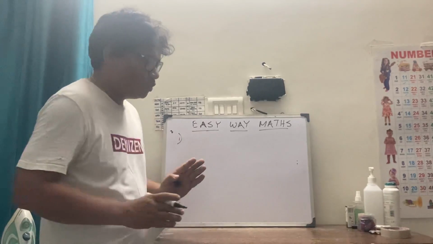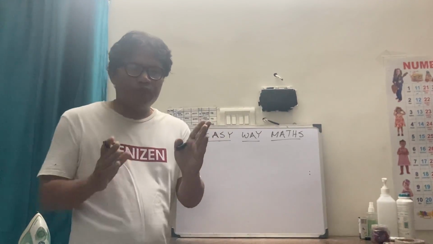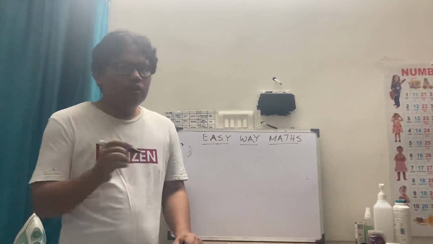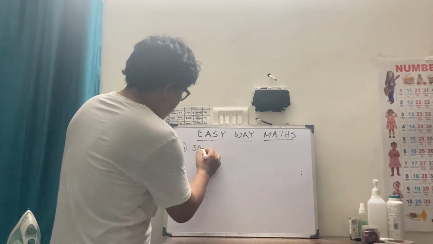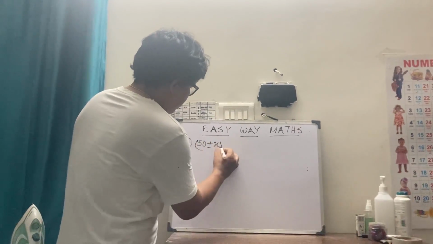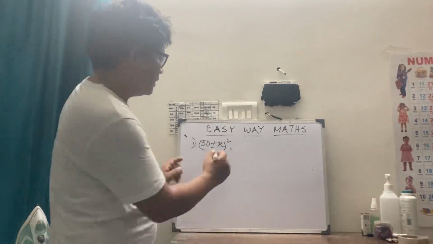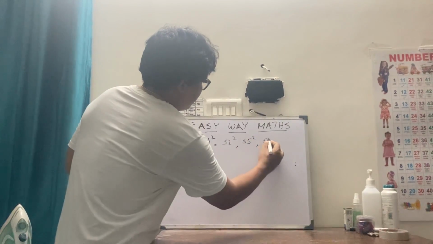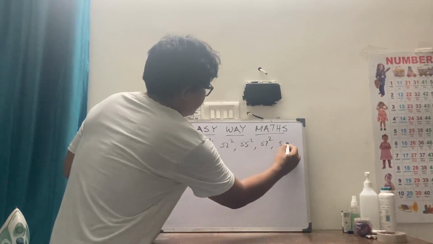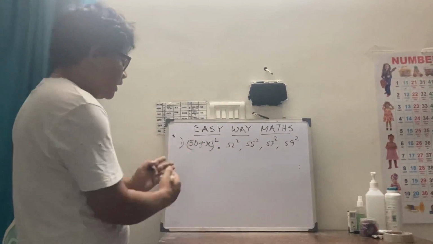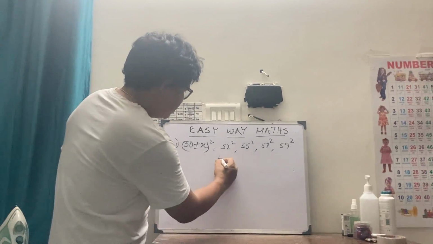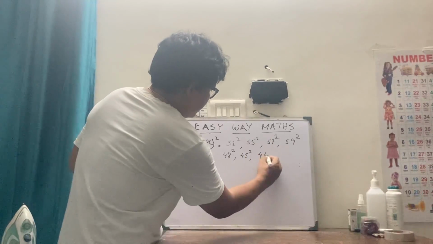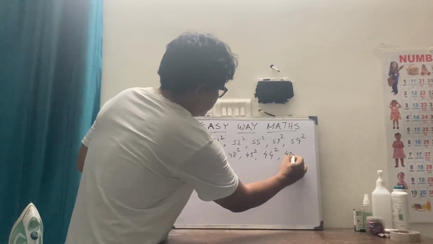First, we will try to find squares of numbers in and around 50 through shortcut procedures, right? So it goes like this: 50 plus or minus x whole square. For this, we will take the example of, say, 52 square, 55 square, 57 square, 59 square, and on the lesser side of 50, we'll take examples like 48 square, 45 square, 44 square, 42 square.